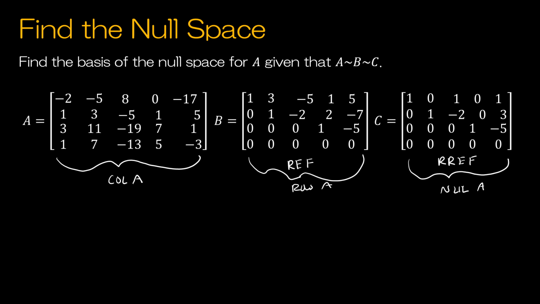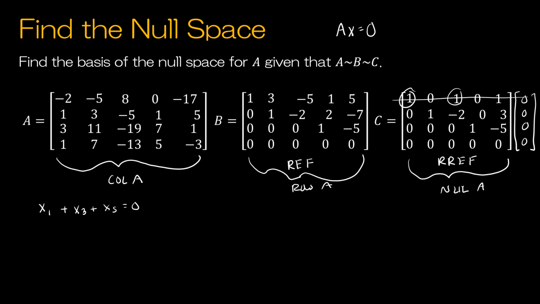So we've done this before where we said, okay, let's go ahead now and write this solution parametrically. So think about having this augmented with 0, 0, 0 because that's the solution. Remember, for a null space, we're saying that AX is equal to 0. So to find the null space, we're taking each of those rows and writing them as equations. So this is x1 plus x3 plus x5 is equal to 0. So that's that whole first row.